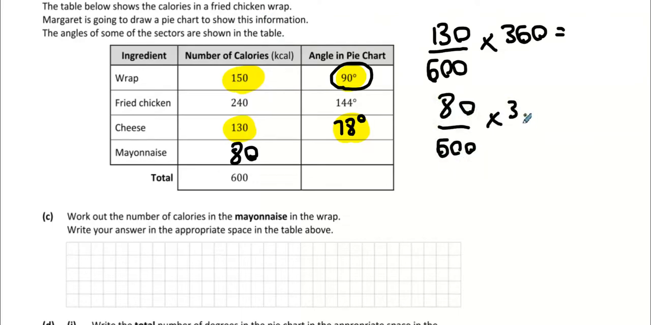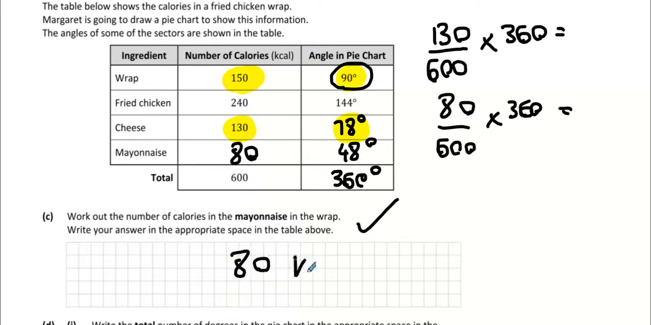What answer did you get for that? 48, perfect. Is that all right? So, lads, we did that. The mayonnaise was 80 calories. Who got 80 calories for mayonnaise? All right. Now, lads, finally, the Venn diagram.